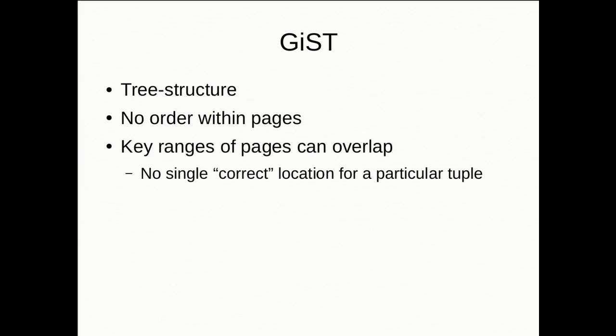The defining characteristic of gist is that when you do an insert, you can legitimately put it anywhere in the index, except that if you do that, then it'll become slow. But there is no single correct location for a new tuple that you insert. It can go into a lot of different places, and that only affects the speed of searches, but it's still going to be correct.